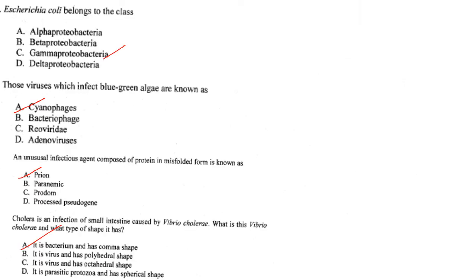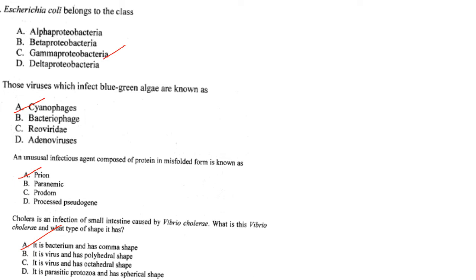It belongs to the class gamma proteobacteria. Answer is option C. Those viruses which infect blue-green algae are known as cyanophages. Answer is option A. An unusual infectious agent composed of protein in misfolded form is known as a prion.